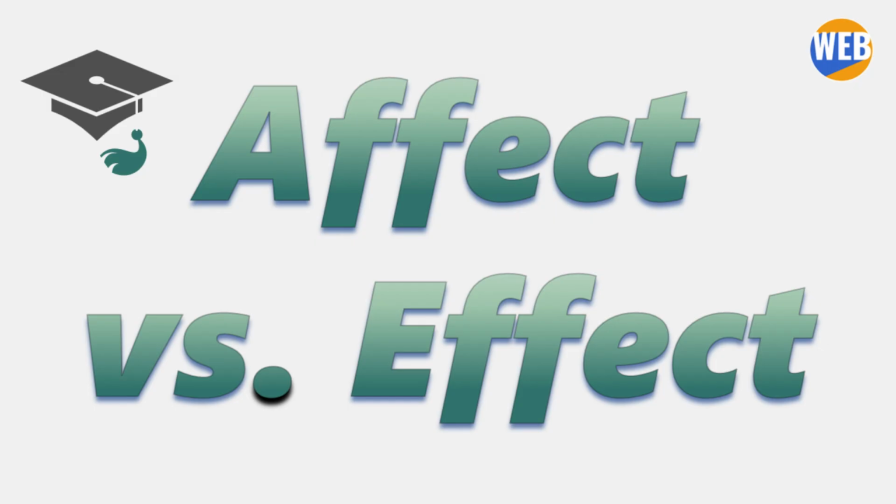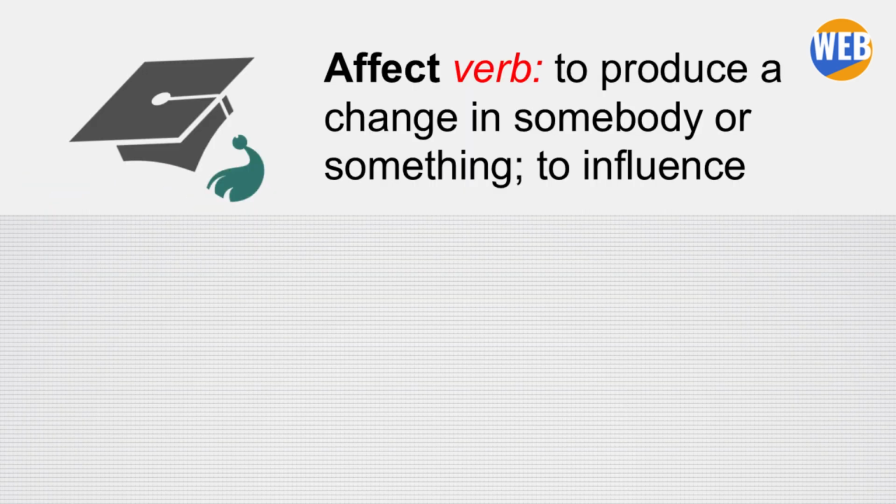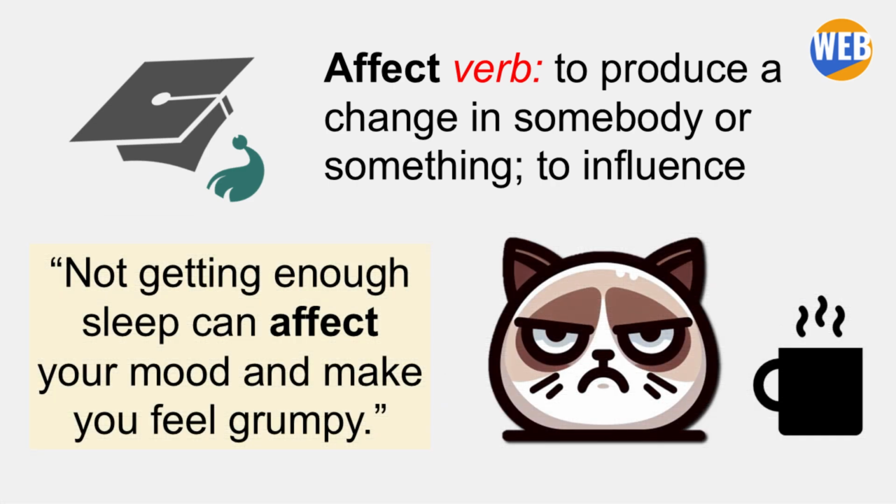The English words affect and effect are easy to confuse. Their spellings are similar, and their meanings both relate to change. Here's a quick explanation. Affect is most often used as a verb that means to produce a change in somebody or something. To influence. Not getting enough sleep can affect your mood and make you feel grumpy.